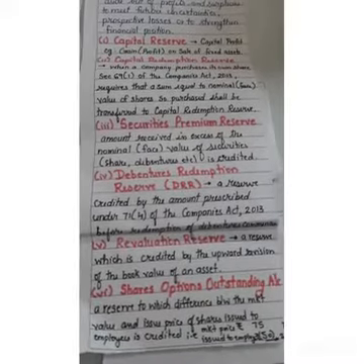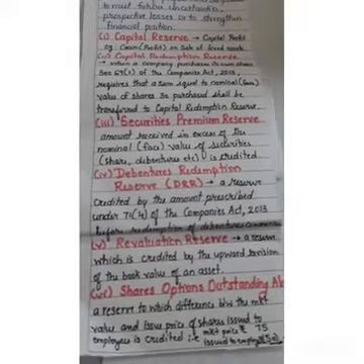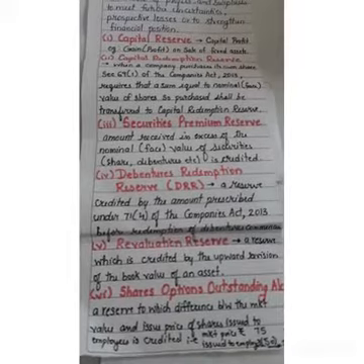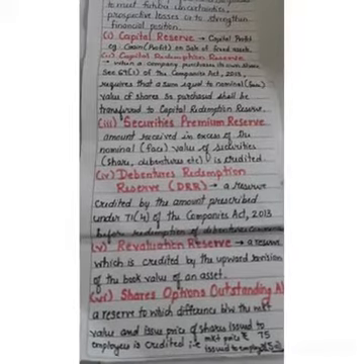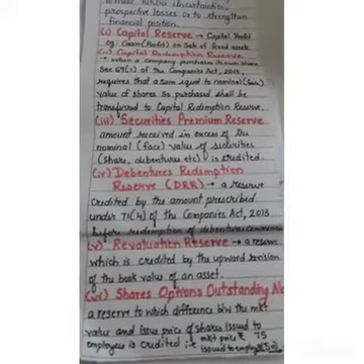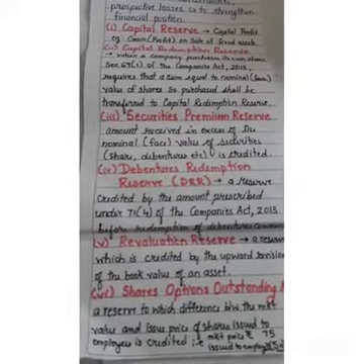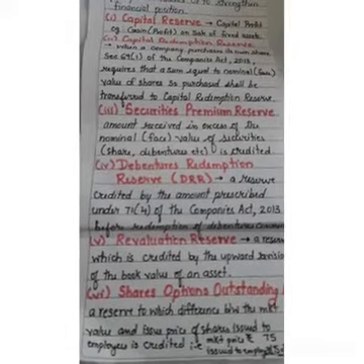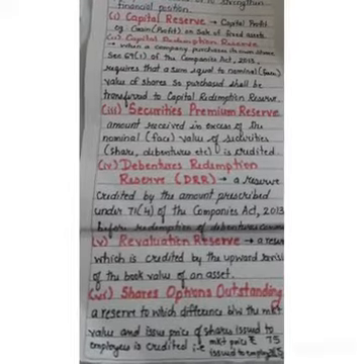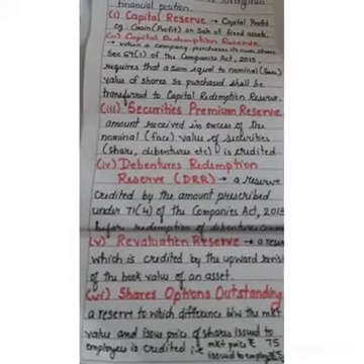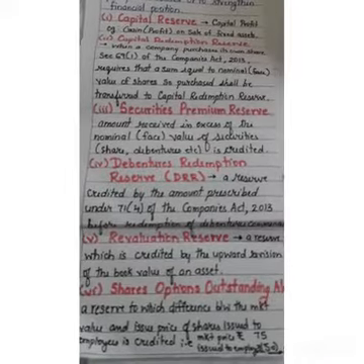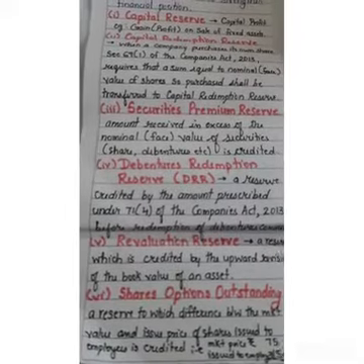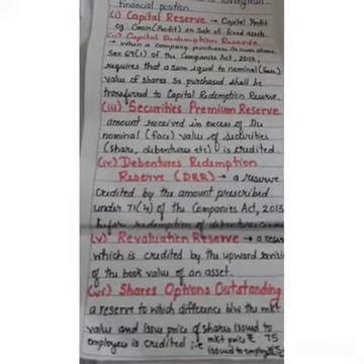Capital reserve is created out of capital profit. An example given is profit on sale of fixed asset. Then comes capital redemption reserve. When a company purchases its own shares, Section 69(1) of the Companies Act 2013 requires that a sum equal to the face value of the shares so purchased should be transferred to capital redemption reserve. Then comes securities premium reserve. It is an amount received in excess of face value of the securities, which is credited to that account.